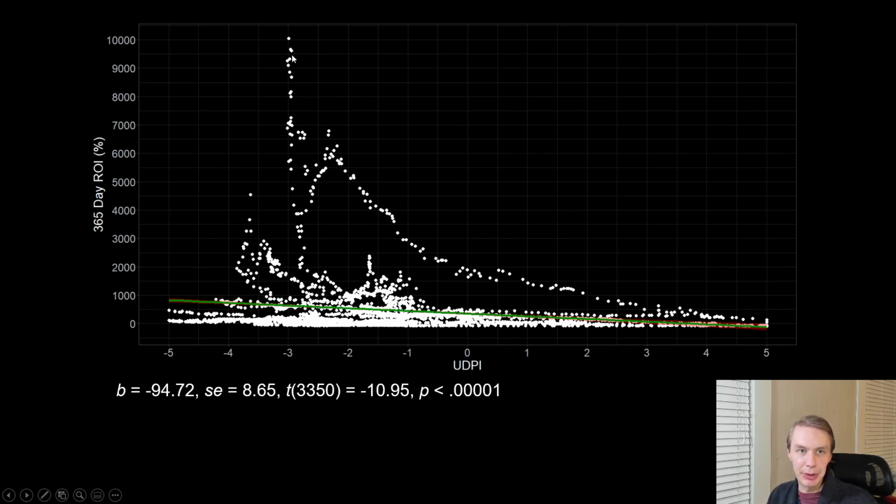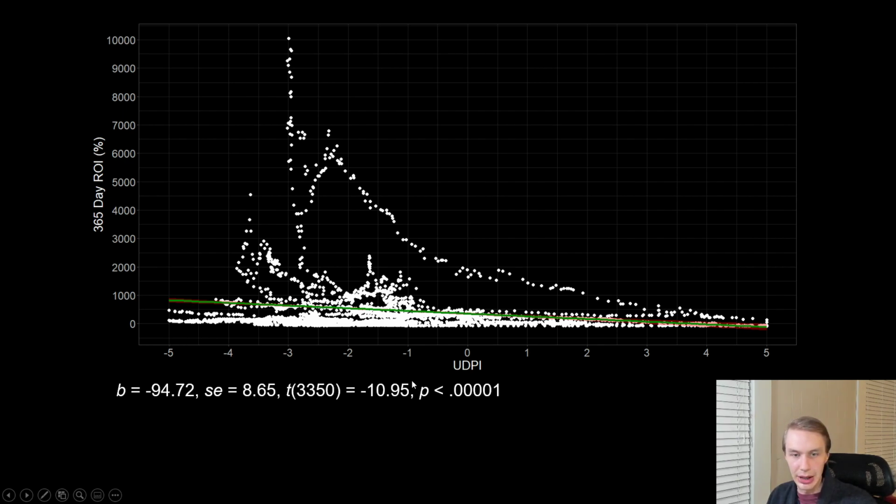But again, we see it shifting back. So here around -3, that's generally offered the highest 365-day ROIs. But again, we're seeing this negative regression line, right? This negative slope on the best fit line across all these data points. And what this means is that every point lower on the UDPI has corresponded to a 94% higher return on investment. So you can imagine, that's every single point. Go from 0 to -5, add 90% to your ROI for every one you go down. That gets pretty high pretty quick.